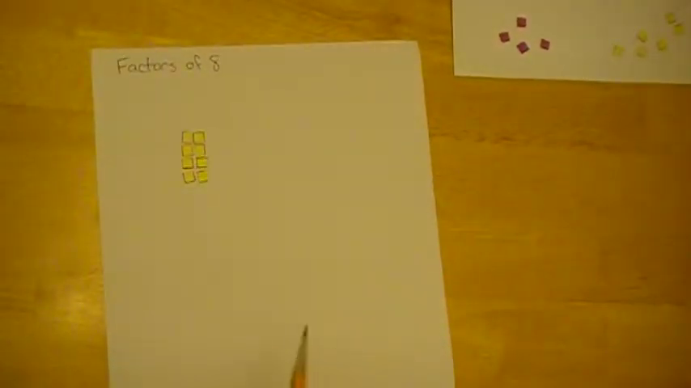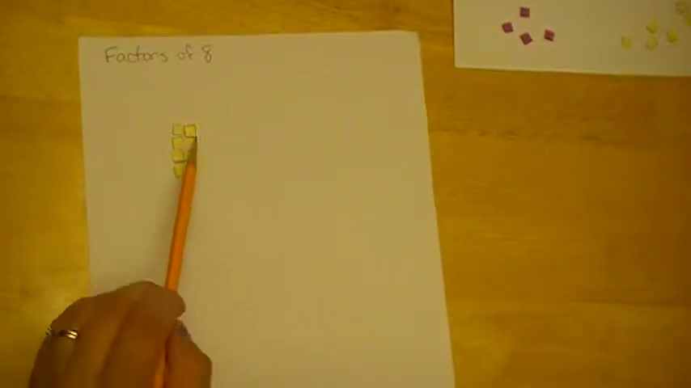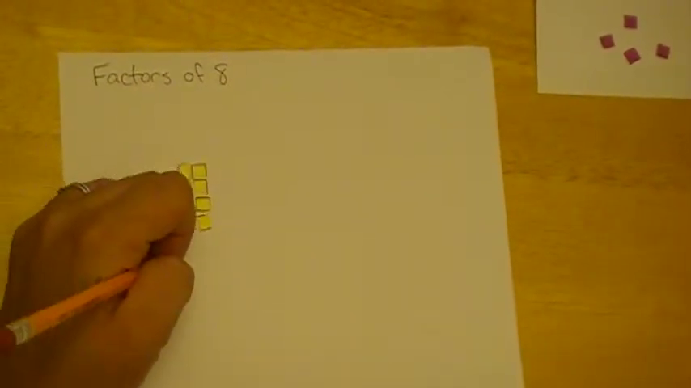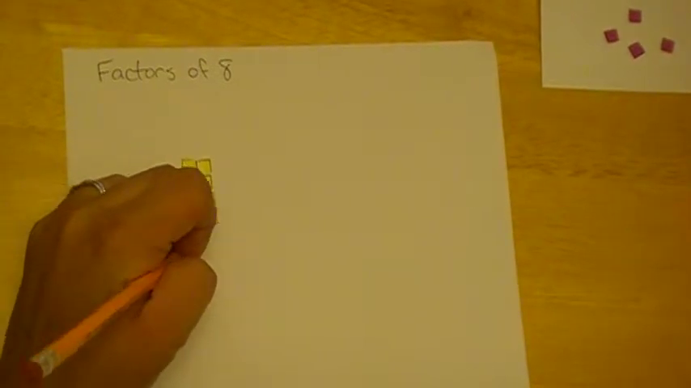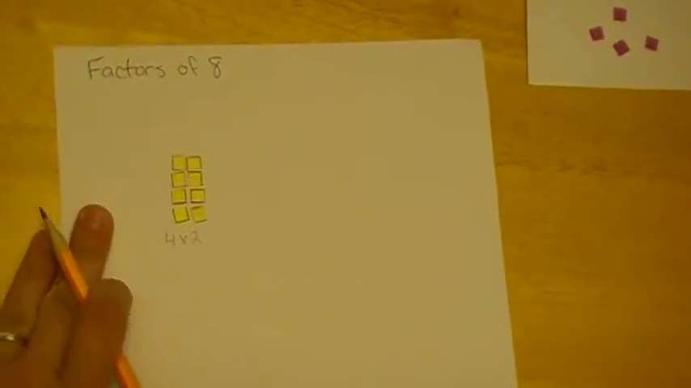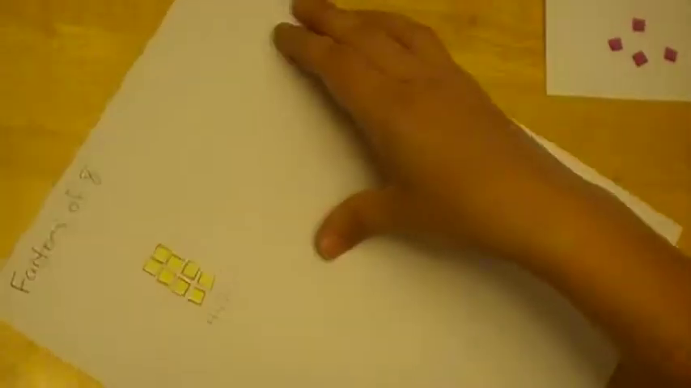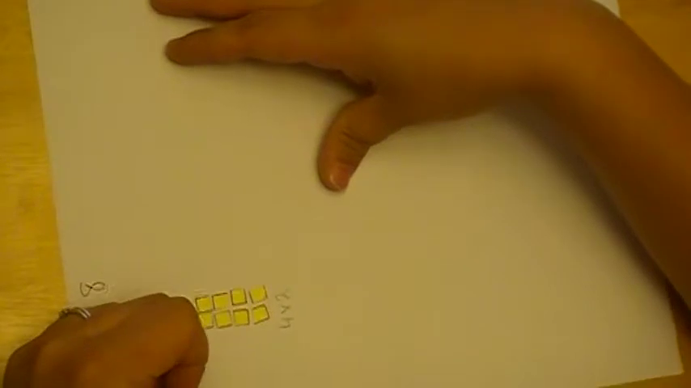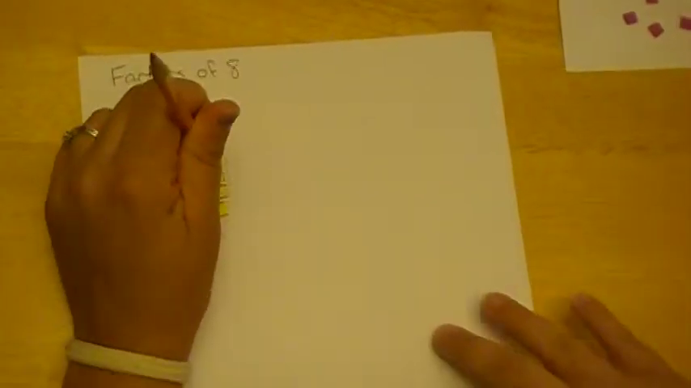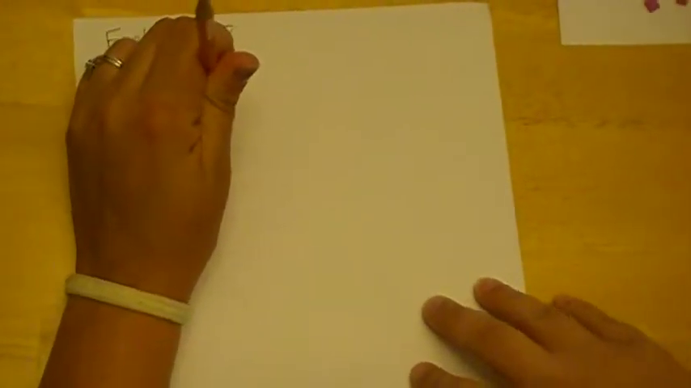Okay, this is a rectangle, so we're going to have 2 columns and 1, 2, 3, 4 rows. So that's going to be 4 times 2. And if you were to make that this way, it's going to be 2 times 4. And let's see if we can make any other rectangles.